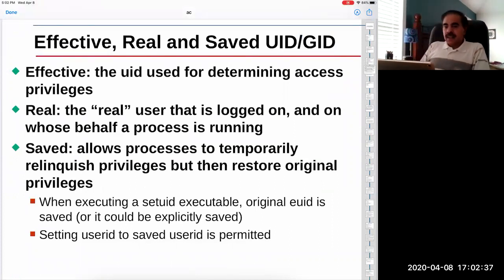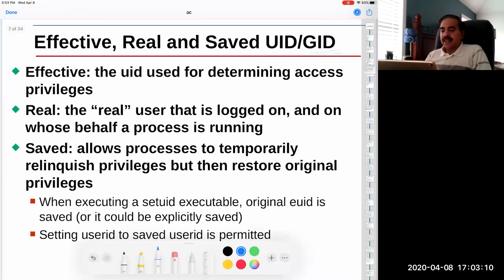Let me talk about the user ID associated with the subject in a little bit more detail, because this is a very important feature of Unix, and also it's very interesting. So in Unix, there are 3 user IDs associated with every process. They are called effective, real, and saved user IDs. And for the group ID, again, there is an effective, real, and saved group ID.